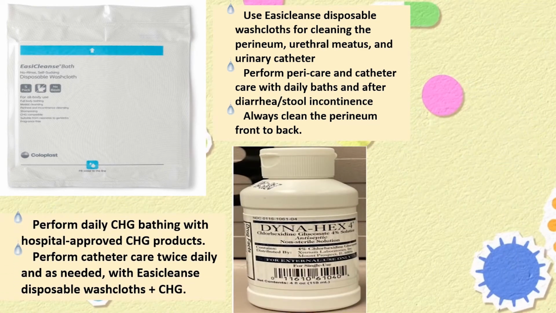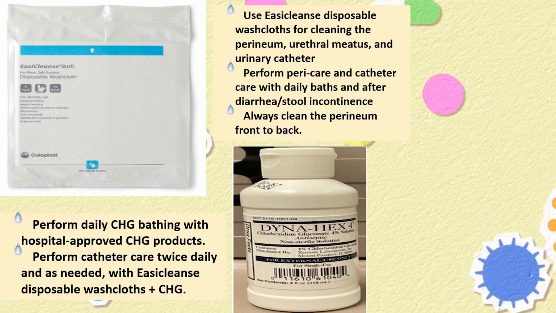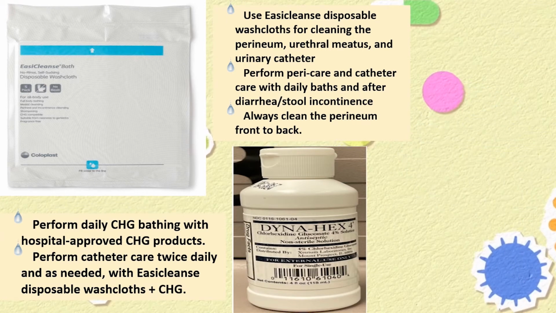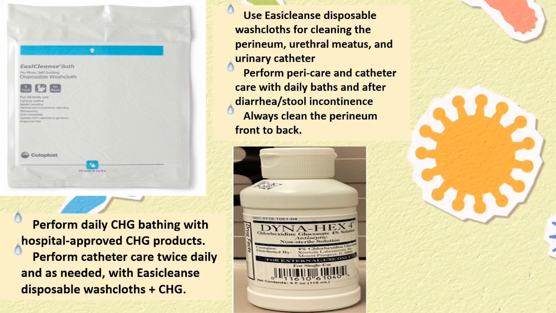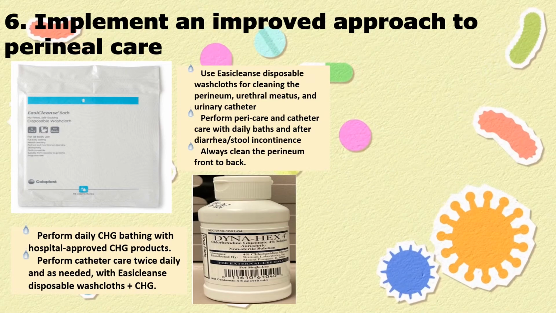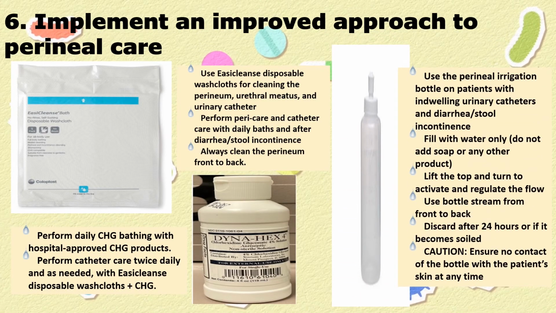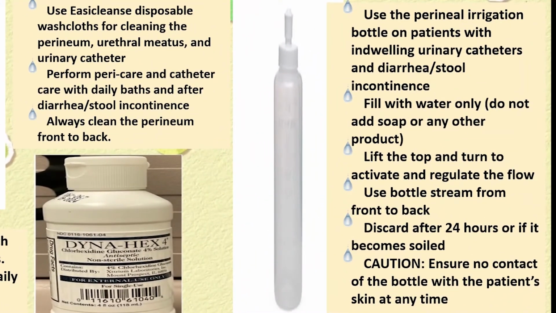As per our guidelines, we'll perform daily CHG bathing with the hospital-approved CHG product and perform catheter care with Easy Cleanse disposable washcloths plus CHG. As an added layer of our improved approach to perineal care, we will now be using the perineal irrigation bottle on patients with indwelling urinary catheters and suffering from diarrhea or stool incontinence.